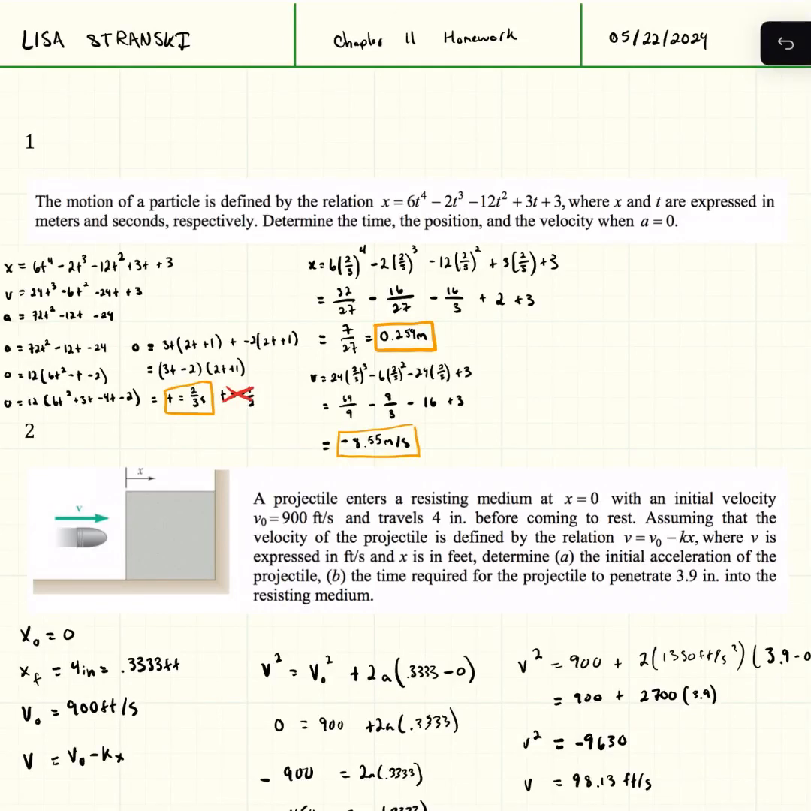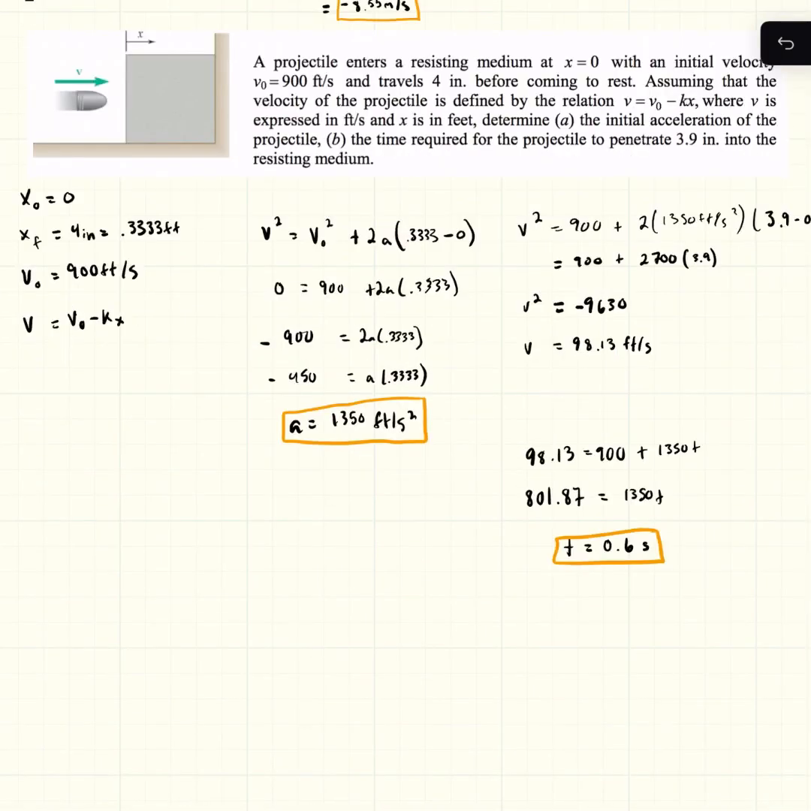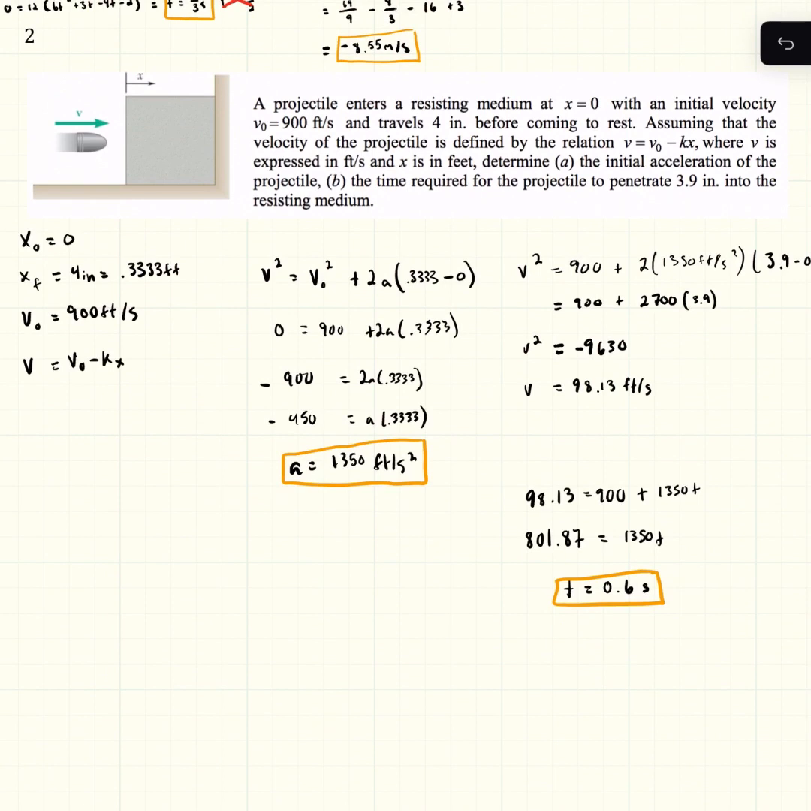So for the first one, you have to take the derivative of the equation they give you to get the velocity and the acceleration, which I did here on the left. And then you set the acceleration equal to 0, and you get the time. And then once you get the time, you plug it into both equations to get what the velocity and acceleration are at that time.